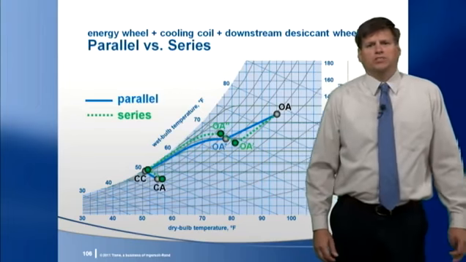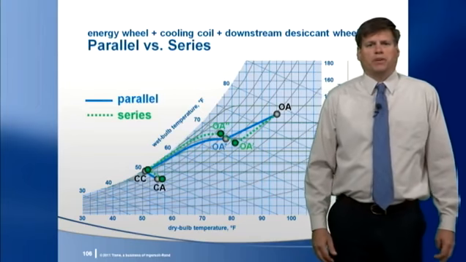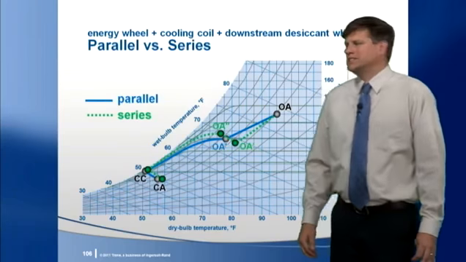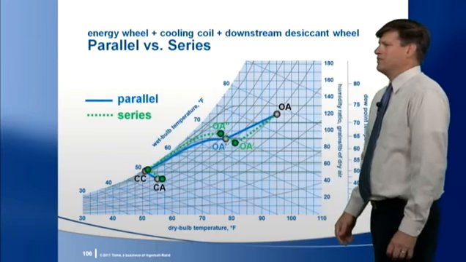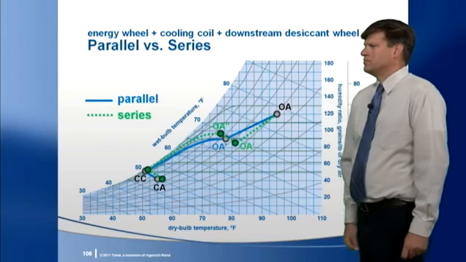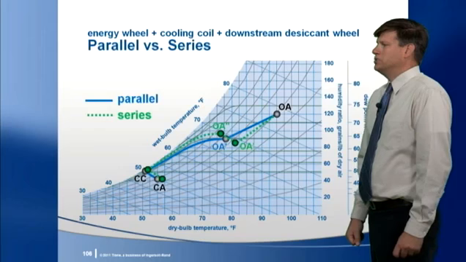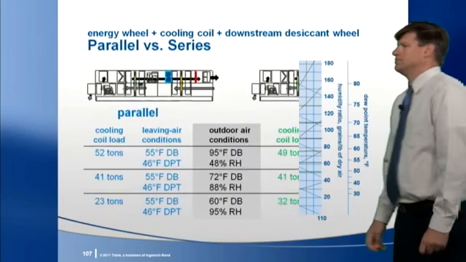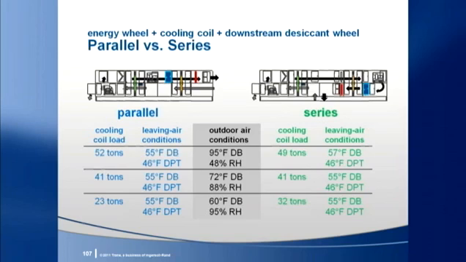Here's a comparison of the two downstream desiccant wheel paths, parallel and series, on the same chart. On this design day, you can see the paths are different, but the end results are very similar. Both achieve the desired dew point at about the same leaving air dry bulb. As it was for the units with a single recovery device, deciding whether to use a parallel or a series configuration is not always clear.